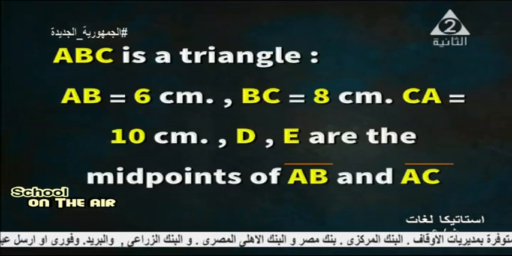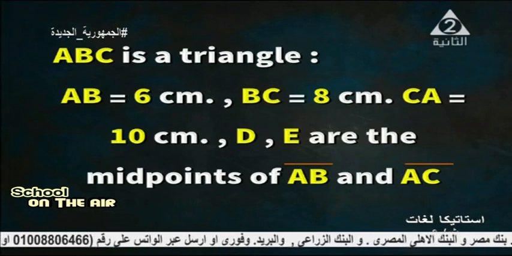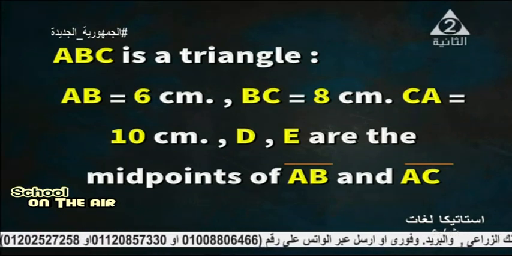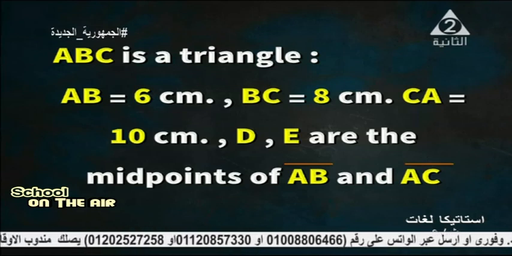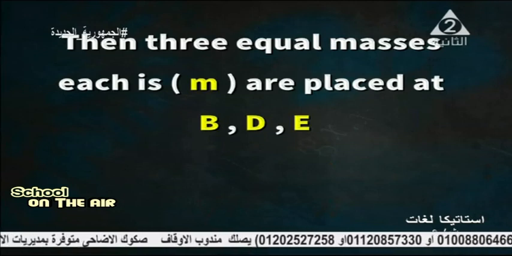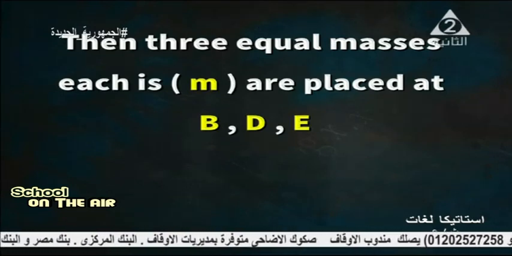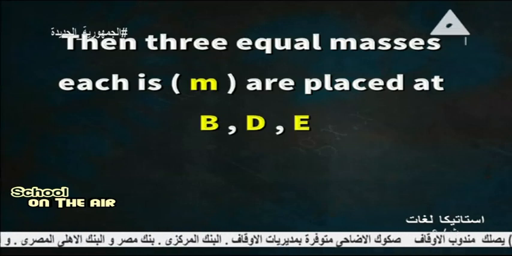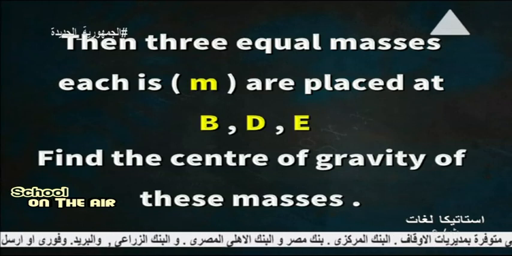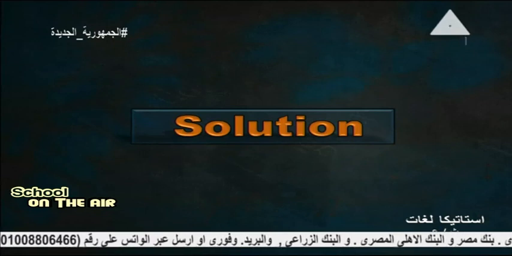ABC is a triangle, AB equals 6 cm, BC equals 8 cm, CA equals 10 cm. D and E are midpoints of AB and AC. Then 3 equal masses, each of them is M, are placed at points B, D, and E. Find the center of gravity of these masses. Look at the solution.